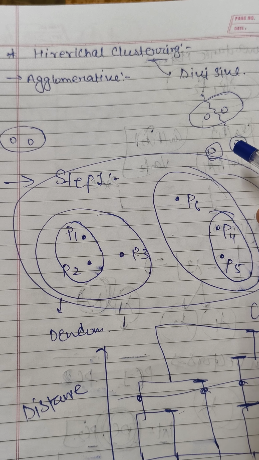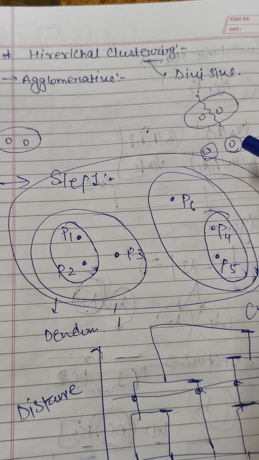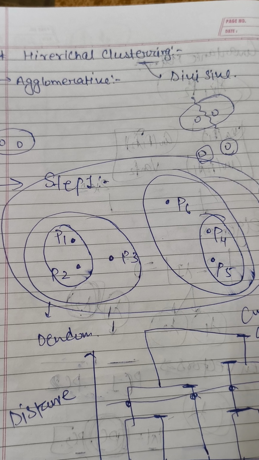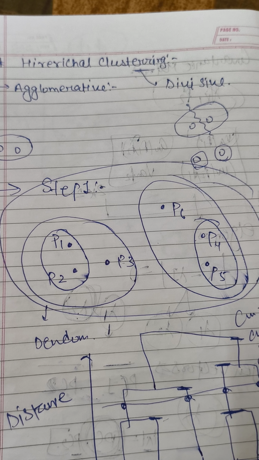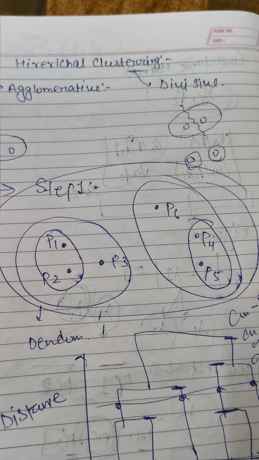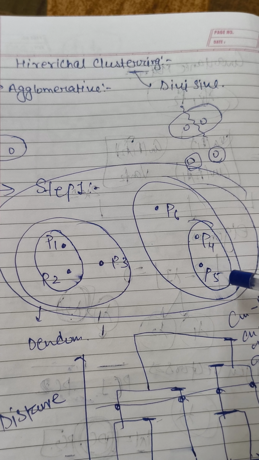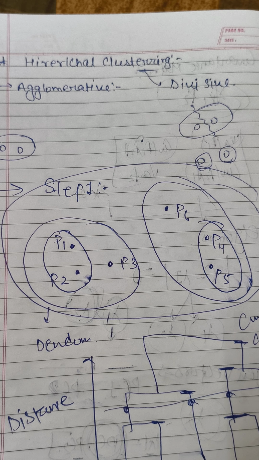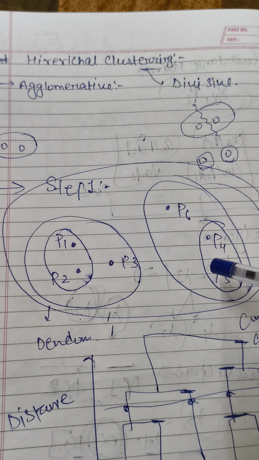In hierarchical clustering, first of all, let us understand the term clustering. What do we mean by clustering? Clustering means grouping the data which are similar in nature together. This is termed as clustering. Now, we are going to discuss the types of hierarchical clustering.